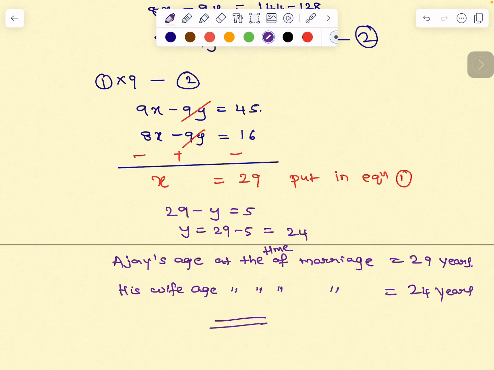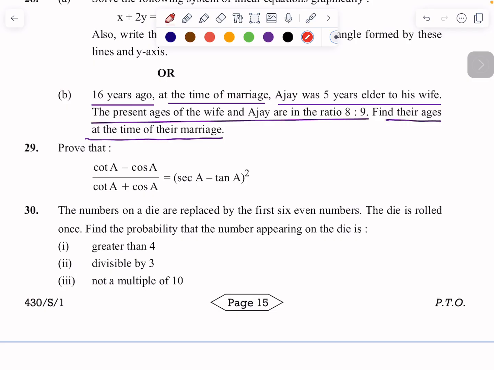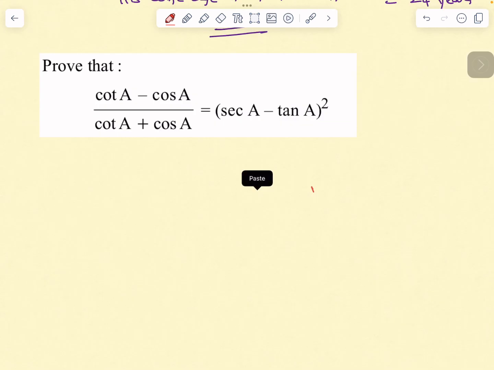Your answer. Is it clear, everyone? Okay. Prove that (1 minus cos a by cot a plus cos a) is equal to (sec a minus tan a) whole square. So you take the LHS.